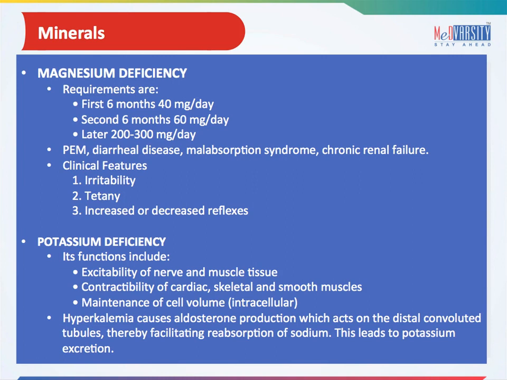Potassium deficiency. Its functions include excitability of nerve and muscle tissue, contractility of cardiac, skeletal and smooth muscles, maintenance of intracellular cell volume. Hyperkalemia causes aldosterone production, which acts on the distal convoluted tubules, thereby facilitating reabsorption of sodium. This leads to potassium excretion.